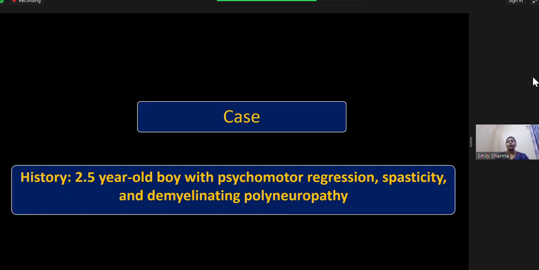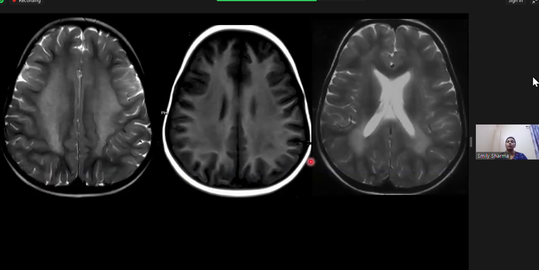So we finished the second pattern, which is the posterior predominant periventricular pattern that is seen most commonly in X-linked adrenoleukodystrophy. Now we have the next case of a 2.5-year-old boy with psychomotor regression, spasticity, and demyelinating polyneuropathy. So what do you feel is the diagnosis?